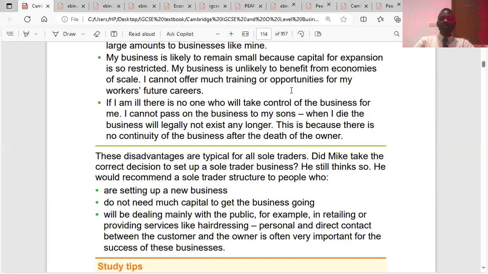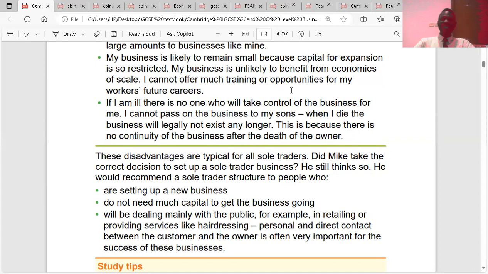If I am ill, there's no one who will take control of the business for me. I cannot pass on the business to my sons. When I die, the business would legally not exist any longer. This is because there is no continuity of the business after the death of the owner. So the last one about being a sole trader is that the death of the owner of the business ends the business. So if the owner of the business dies, the business is over. Even the son.